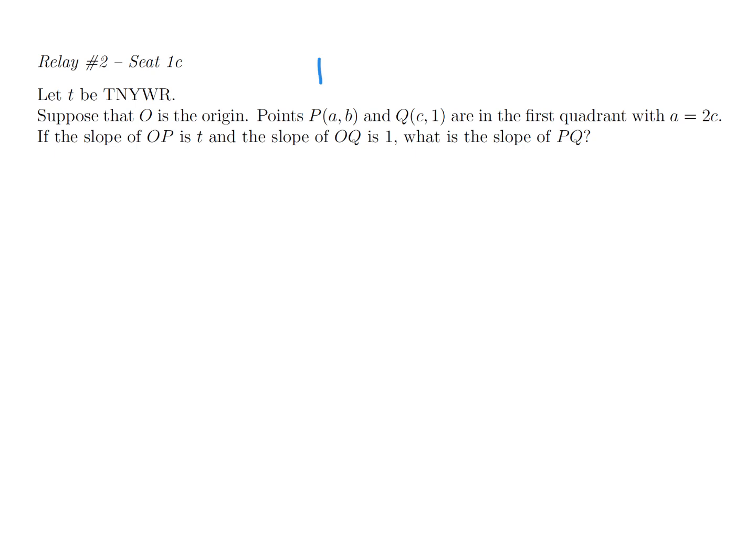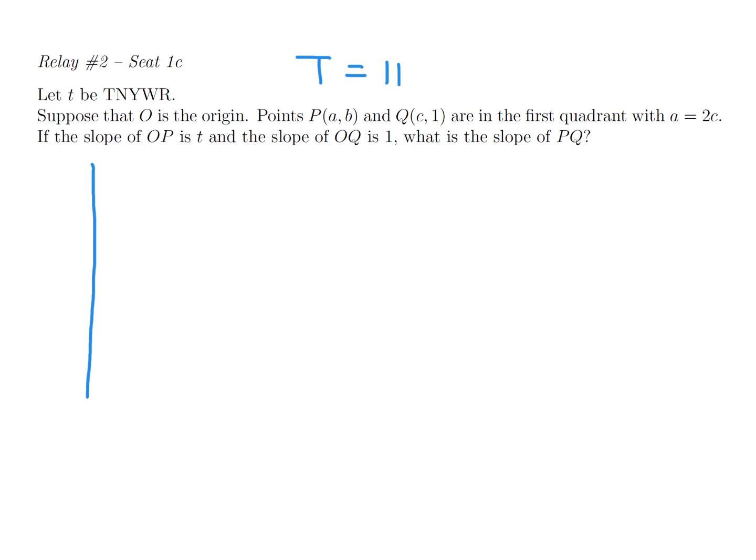K equal to 11. Or, sorry. Well, k was equal to 11, but really what I should be writing is t. T is equal to 11. Okay, suppose that O is the origin, points P and Q are in the first quadrant, A is equal to 2C. If the slope of OP is T and slope of OQ is 1, what is the slope of PQ?